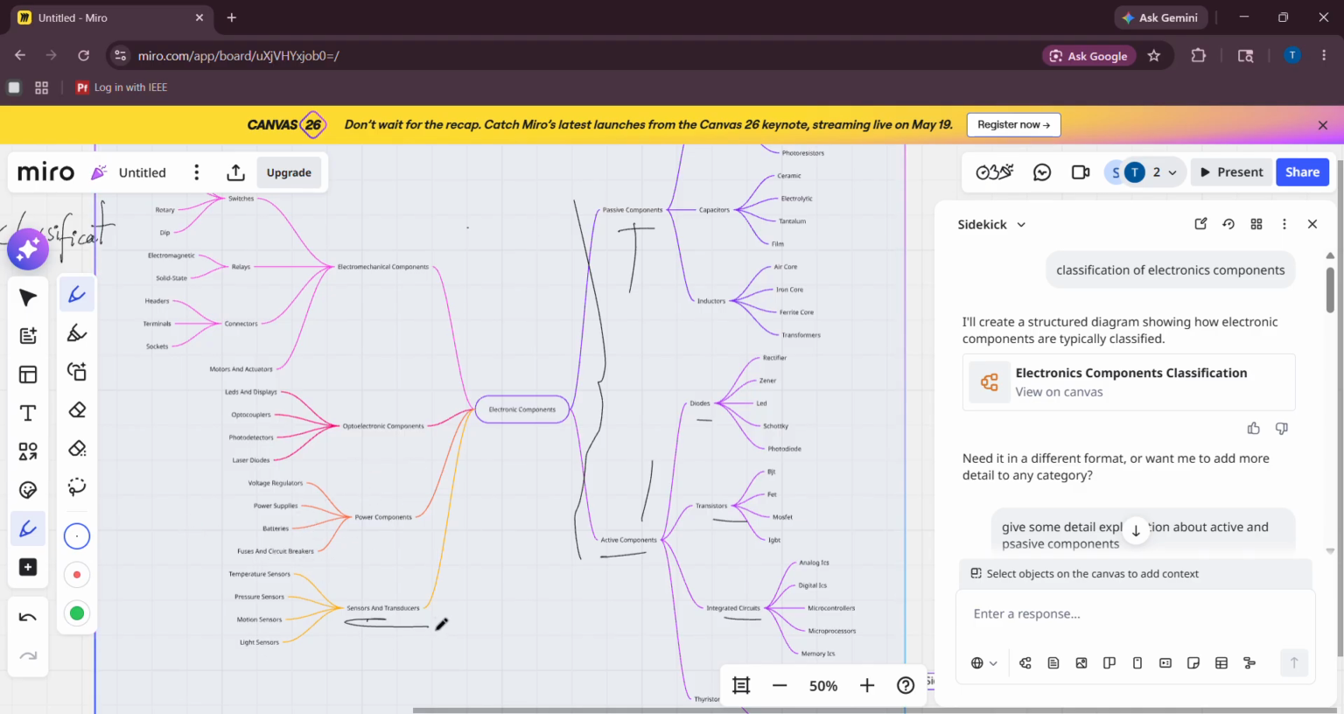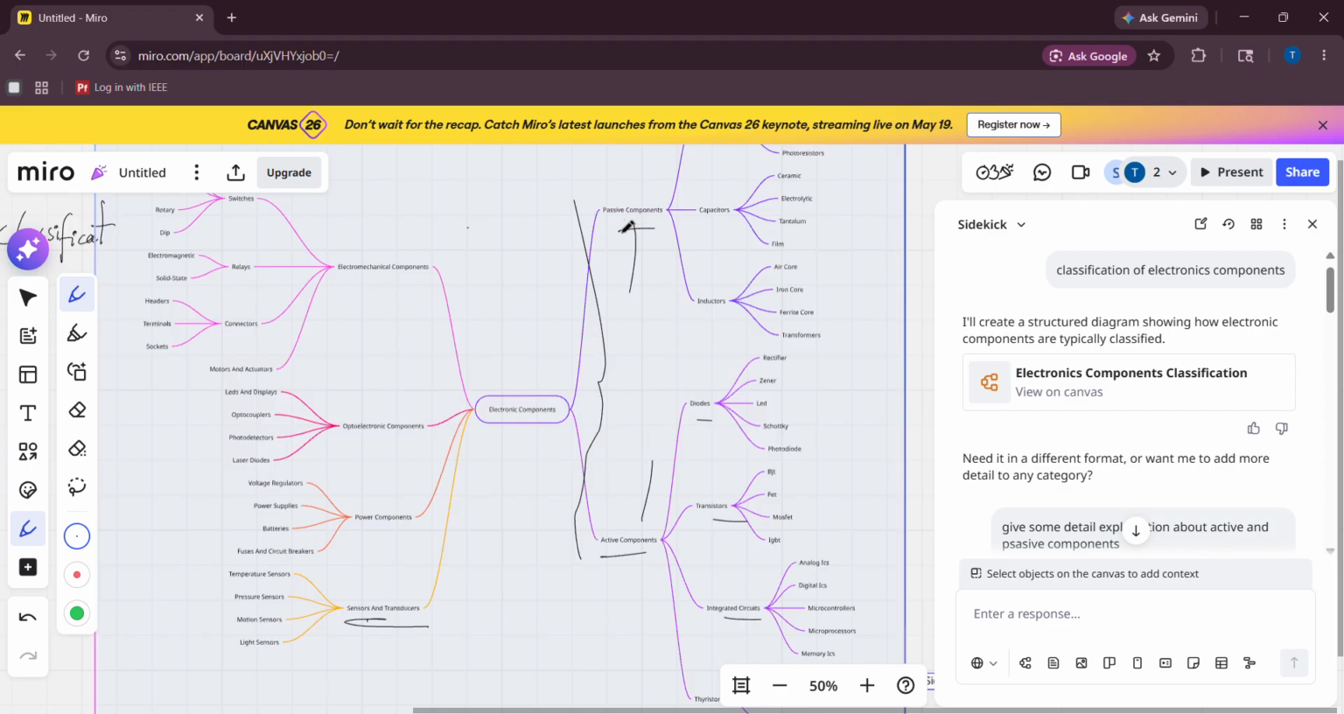And the next one is the sensor and transmitter. So temperature sensor, pressure sensor, motion sensor. All the sensors come under the sensor components. Okay. So these are the different categories of electronic components.